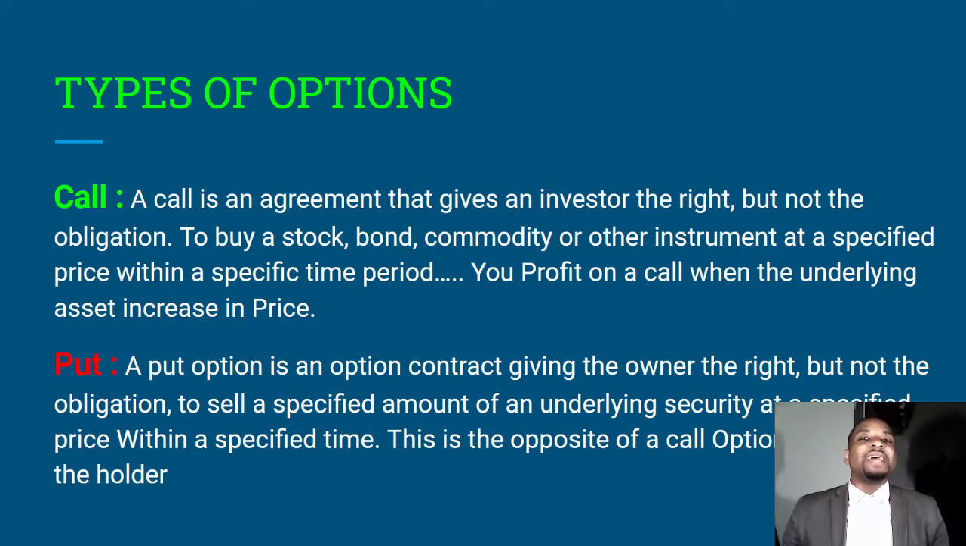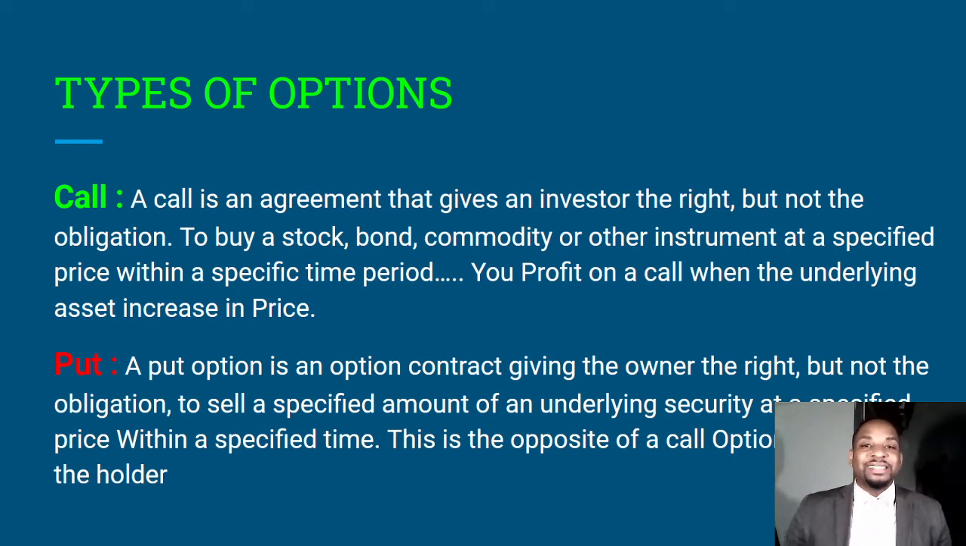Now, what are some of the types of options? We have a call, right? This is what a lot of you guys out there have already heard about. A call is an agreement that gives the investor the right, but not the obligation, to buy a stock, bond, commodity, or other instrument at a specific price within a specific time period. You profit on a call when the underlying asset increases in price. So if you feel that the stock is going up by a certain time, you will put a call on it.